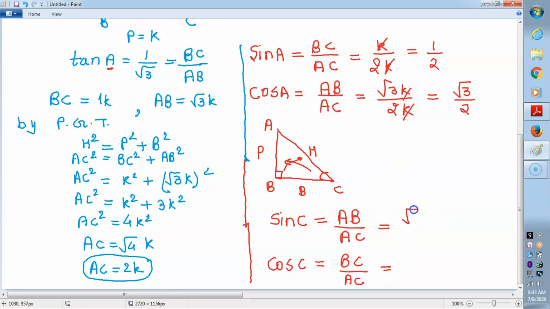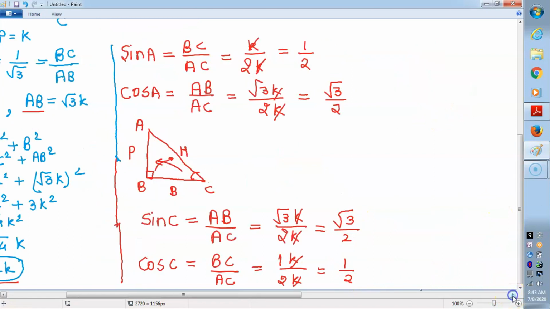Okay, let's write the values of AB, BC and AC here. AB is root 3K. We can check here also. BC, AB and AC. AB is root 3K. AC is 2K. They get cancelled. Value of sin C will be root 3 by 2. And BC upon AC, that is base upon hypotenuse, BC is 1K and AC is 2K. So we'll get the value 1 by 2. Correct? In this way, all the four trigonometric ratios are known: sin A, cos A, sin C, cos C.